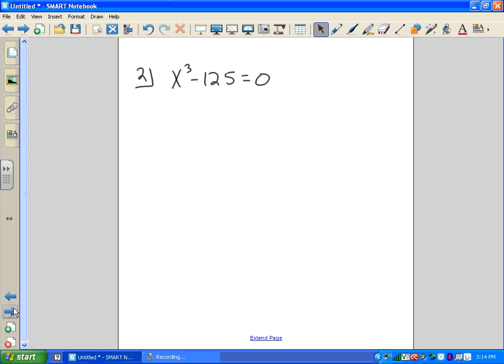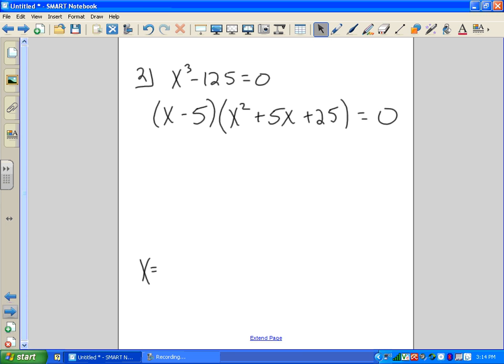Okay, number 2, another very similar problem here. This is just a difference of cubes. My cube roots are going to give me x and 5, so I'm going to have x minus 5. Now, the first one squared is x squared. The opposite product would be positive 5x. And then negative 5 squared would be positive 25. Again, that binomial factor is going to give me an easy solution of just 5.